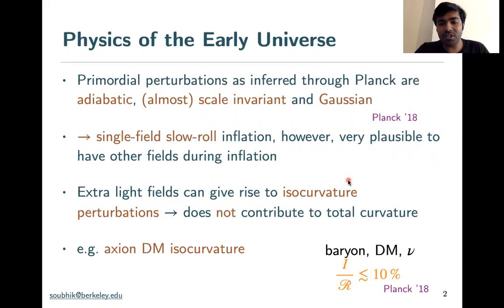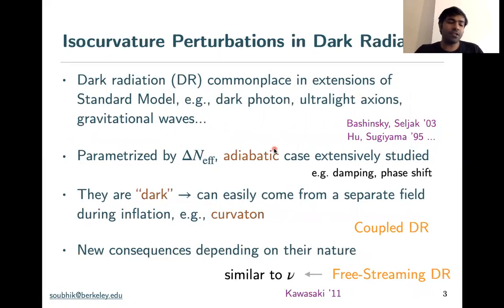Now, Planck has searched in general for isocurvature perturbations in baryons, dark matter, and also in neutrinos. Roughly speaking, the constraints on these are of this order. The isocurvature perturbation has to be less than 10% of the curvature perturbation, very roughly speaking. Now, in this talk, I will focus on a scenario in which we have isocurvature perturbations in dark radiation instead.